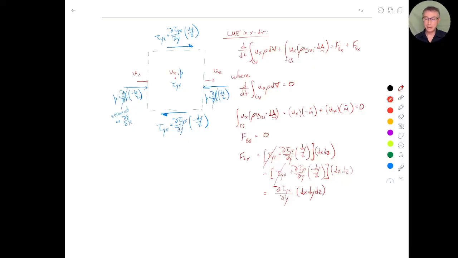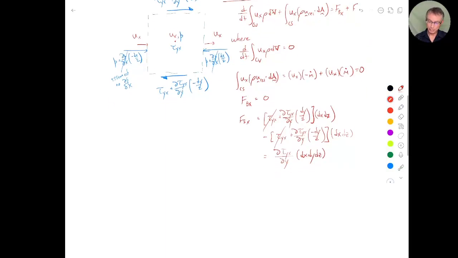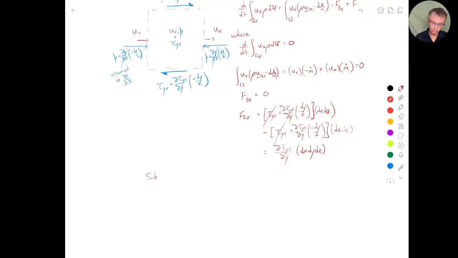All right, so now we can substitute everything back into the linear momentum equation. So the first term here is just 0. The second term is also 0. The body force term is 0. The only thing we have is the surface force term, which is this. So we'll substitute and simplify.